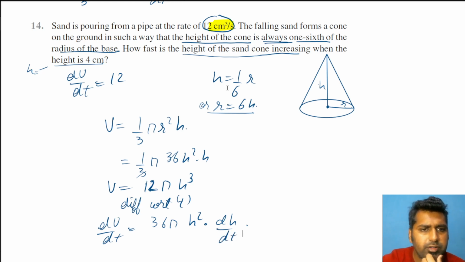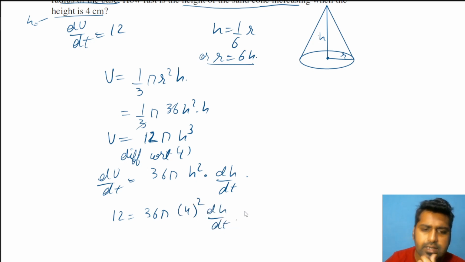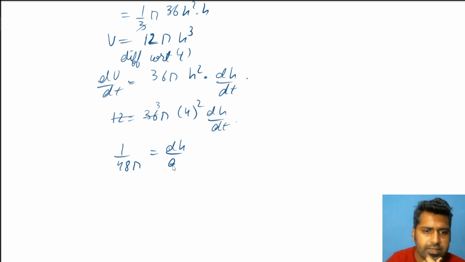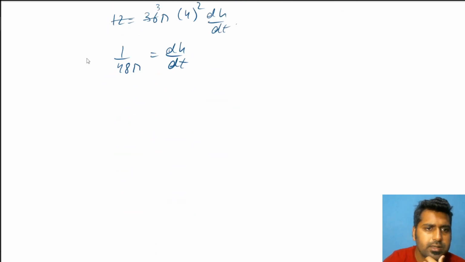Now dV by dt was already given to us. Let's put down the value. 12 is equal to 36 pi. Height, I think he has given us the height 4 centimeter, 4 square, into dh by dt. Again, I'll write this answer in terms of pi only. So this becomes 1 upon 4 square is 16. 16 into 3, 48. So 1 upon 48 pi is dh by dt. At this rate, the height is increasing, and the unit in the question is everything was in centimeter and seconds. So this is centimeter per second.